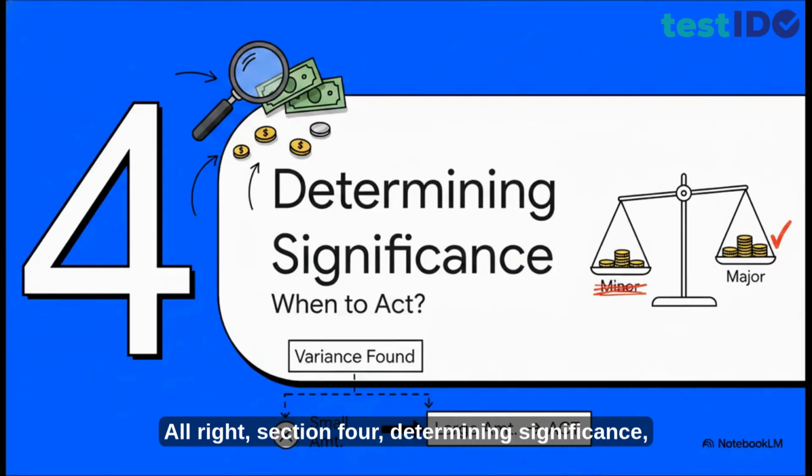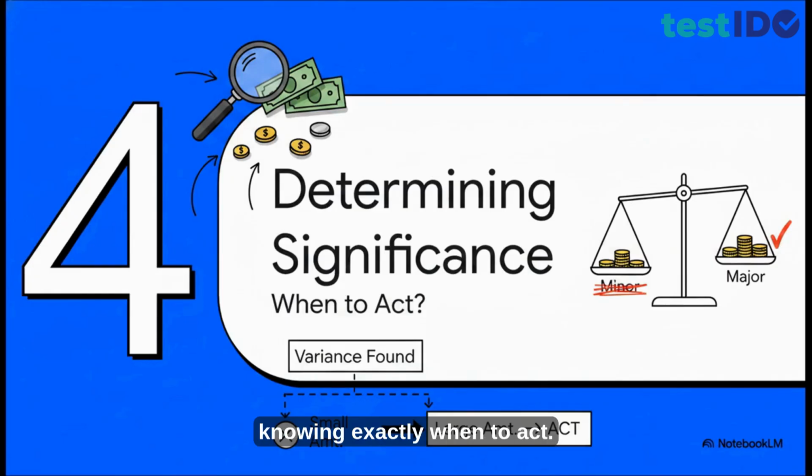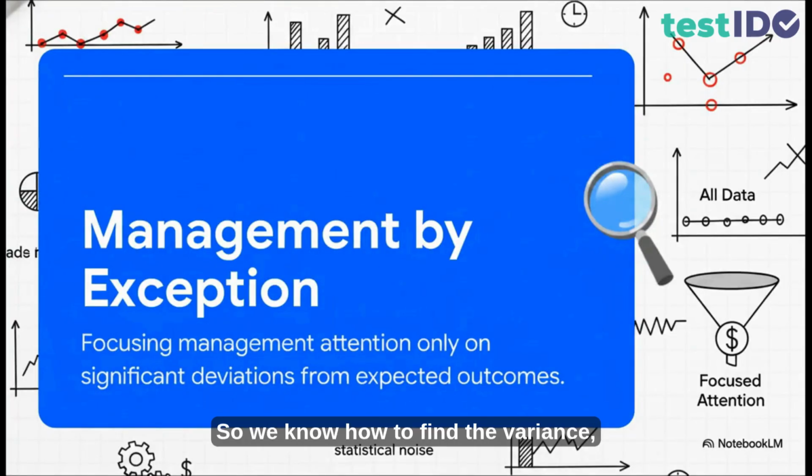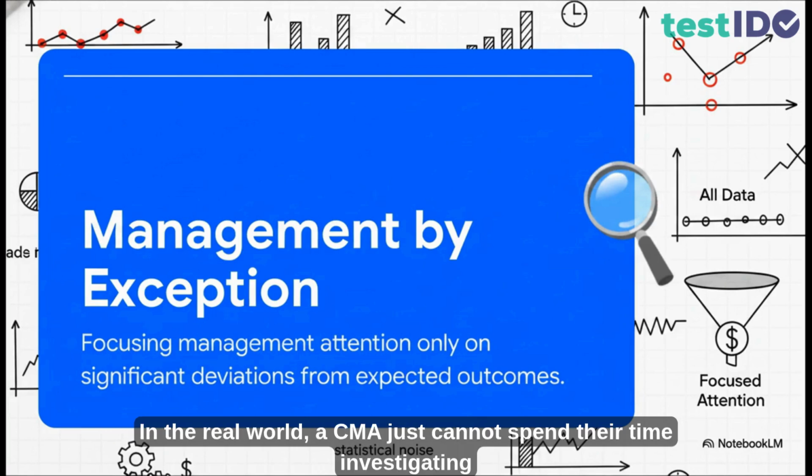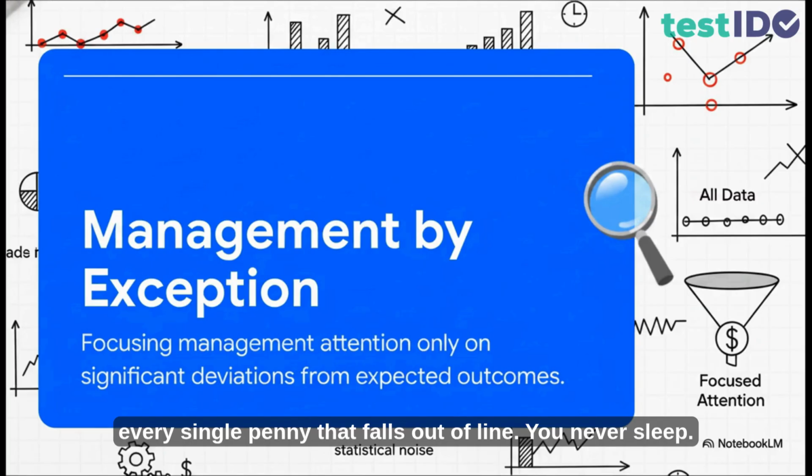All right, Section 4, Determining Significance, Knowing Exactly When to Act. So we know how to find the variance and we know who to talk to. But when do we actually pull the trigger and take action? In the real world, a CMA just cannot spend their time investigating every single penny that falls out of line. We have to prioritize our investigations.